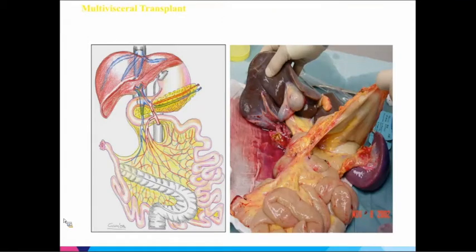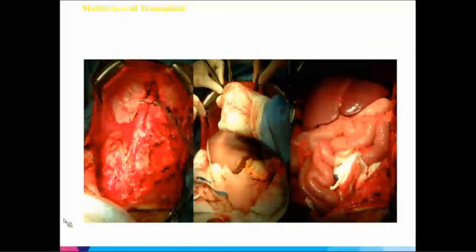So because the right colon is supplied by and drained by the midgut vessels, we can still keep the right colon. And on the back table, we would remove the spleen, we would remove the gallbladder, and that whole thing would go in. And I tell everybody this is an uncommon sight even for experienced surgeons. There's really nothing in the abdomen.